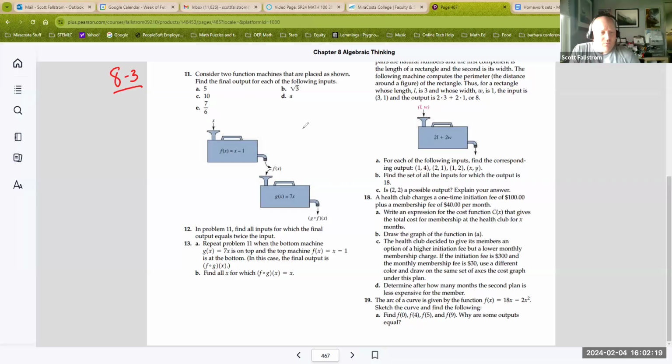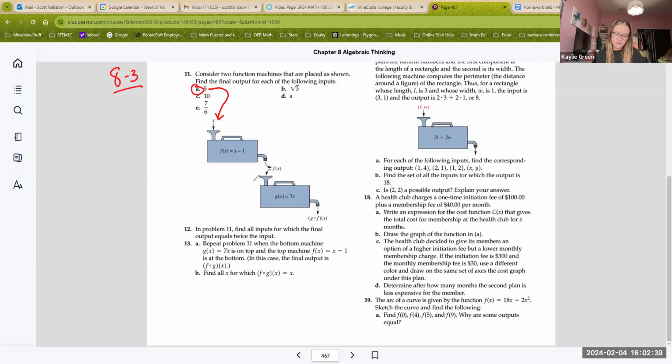Okay. So you were okay with A then, right? Yeah, I was okay with the rest of them, but the square root is confusing me. Okay. Well, do you mind if I ask, follow me through your thinking on A? What did you do with A?